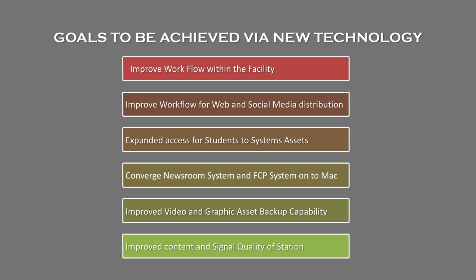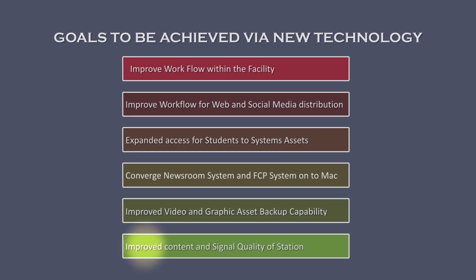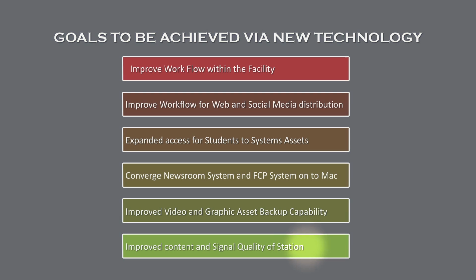And then the final one is to improve the content and signal quality of the station, which is kind of starting to fall behind what is available out there. We still work in analog 4x3, and we would definitely want to at least try to move up to digital right away, 4x3. But the main goal would be to get to high definition so that we can output high definition both to the web and to the campus cable and to the community of Bloomington Normal.